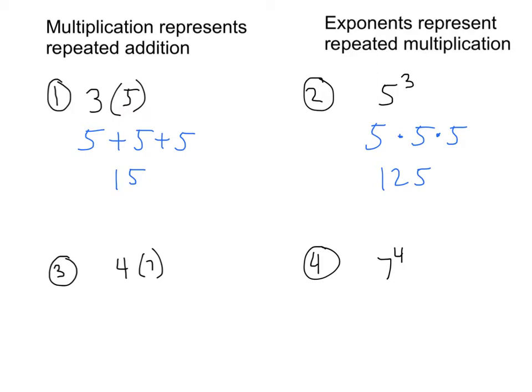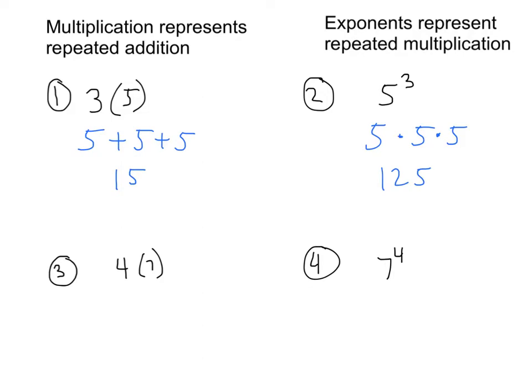Can you take a second here, pause, and write out what 4 times 7 means and what 7 to the 4th power is? If you need a calculator to do the 7 to the 4th, you can. Please pause and do that. I really want to hammer this idea into your brain.